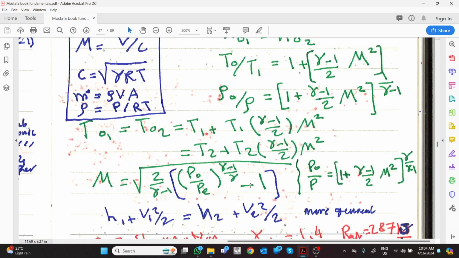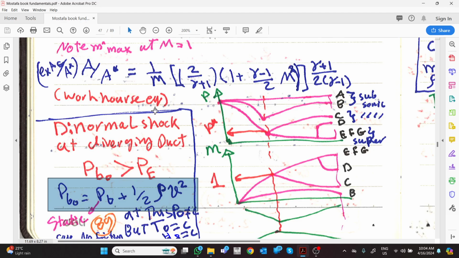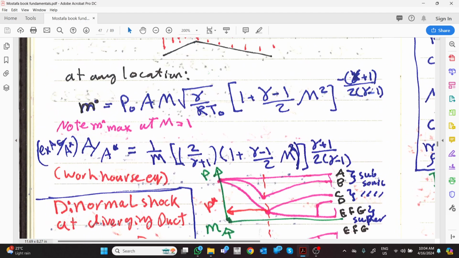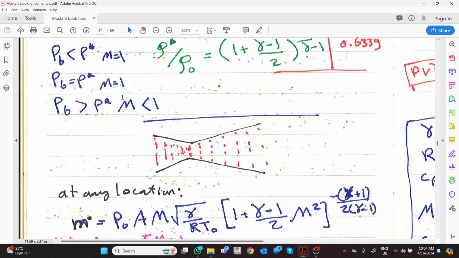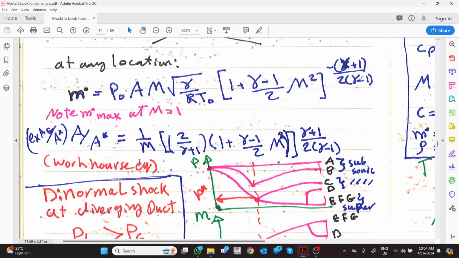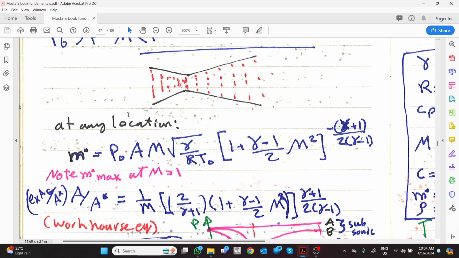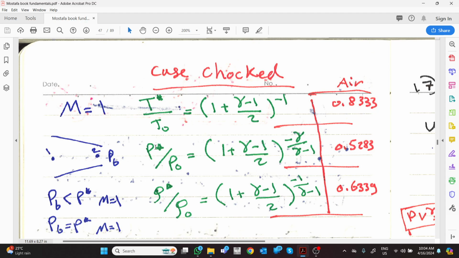If you derive from the Mach number and so on, you need to calculate the mass flow. The mass flow at any location is based on the stagnation pressure at the tank, multiplied by the area, multiplied by Mach number, and so on. Note that the maximum flow is when the nozzle is at Mach number equal to 1. Why? Because if Mach number equals 1, we know that the pressure is P star, the density is rho star, and the temperature is T star, which means it cannot be something else. You get my point?